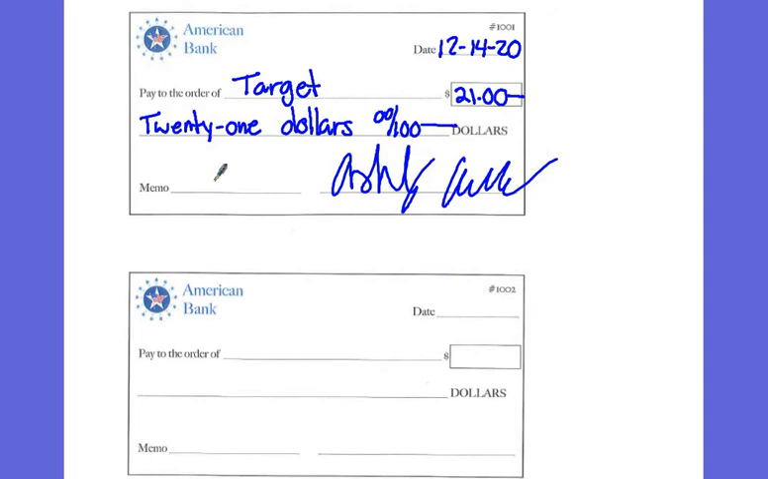So I could write Hillbilly Gilly's Christmas. I could write a goat, because that's what I bought. Anything to remind me. So I'm going to write a goat. Now, I would hand that off to Target.